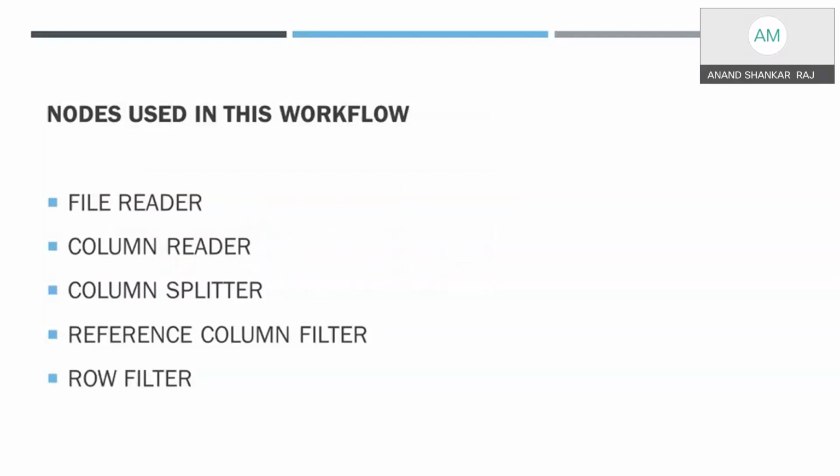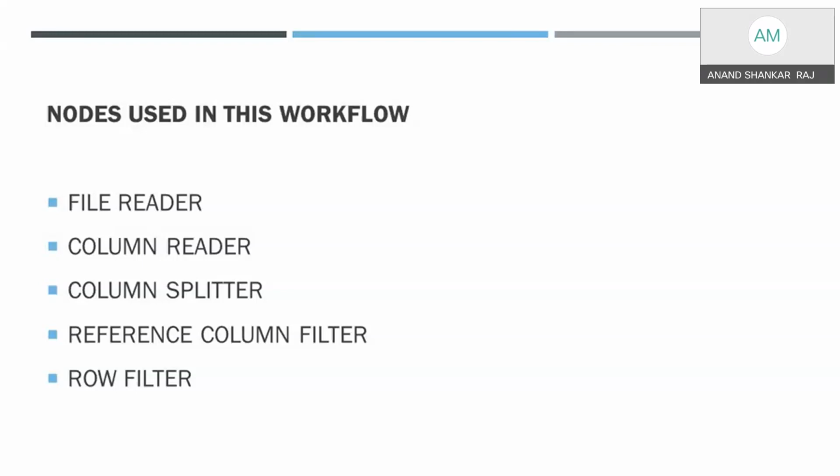First and foremost, we would be giving importance to the file reader, which is the most important and basic node. Second, we would also be looking into the column reader. Third, we'll be giving importance to the column splitter. Fourth, we'll be using the reference column filter node. And finally, we'll also be using the row filter. So these are the different types of nodes which we are going to use in today's workflow, right?